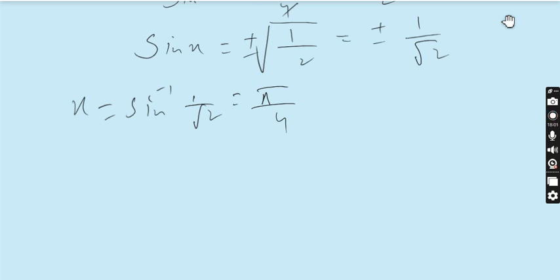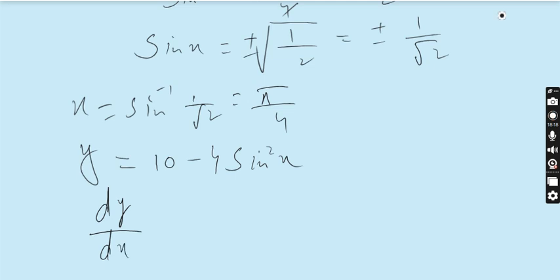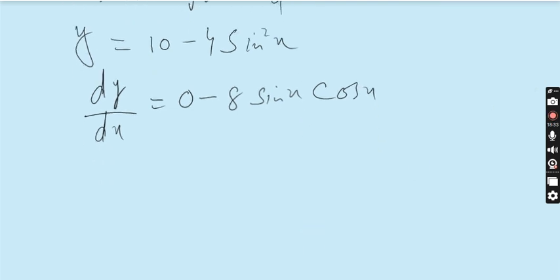Now write the equation again. y equals 10 minus 4 sine square x. Find the derivative. The derivative of 10 is 0. 2 times 4 gives 8 sine x, and the derivative of sine x is cos x. This is very important: find the derivative of the power, then the derivative of the function. So minus 8 sine x cos x.